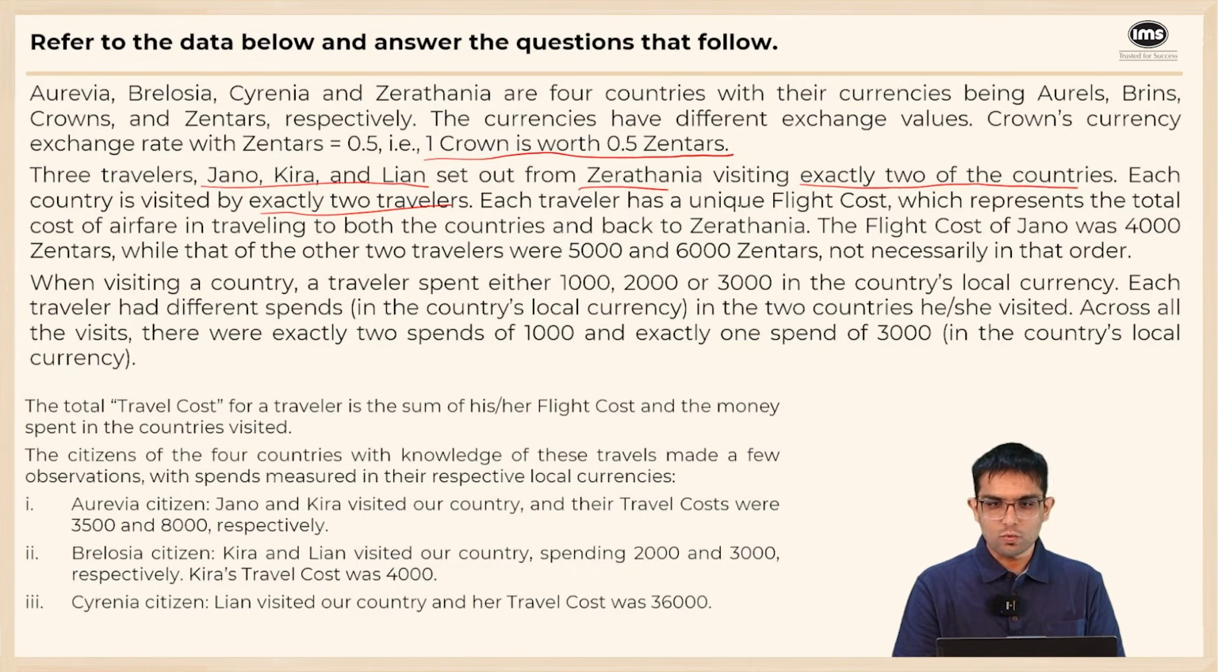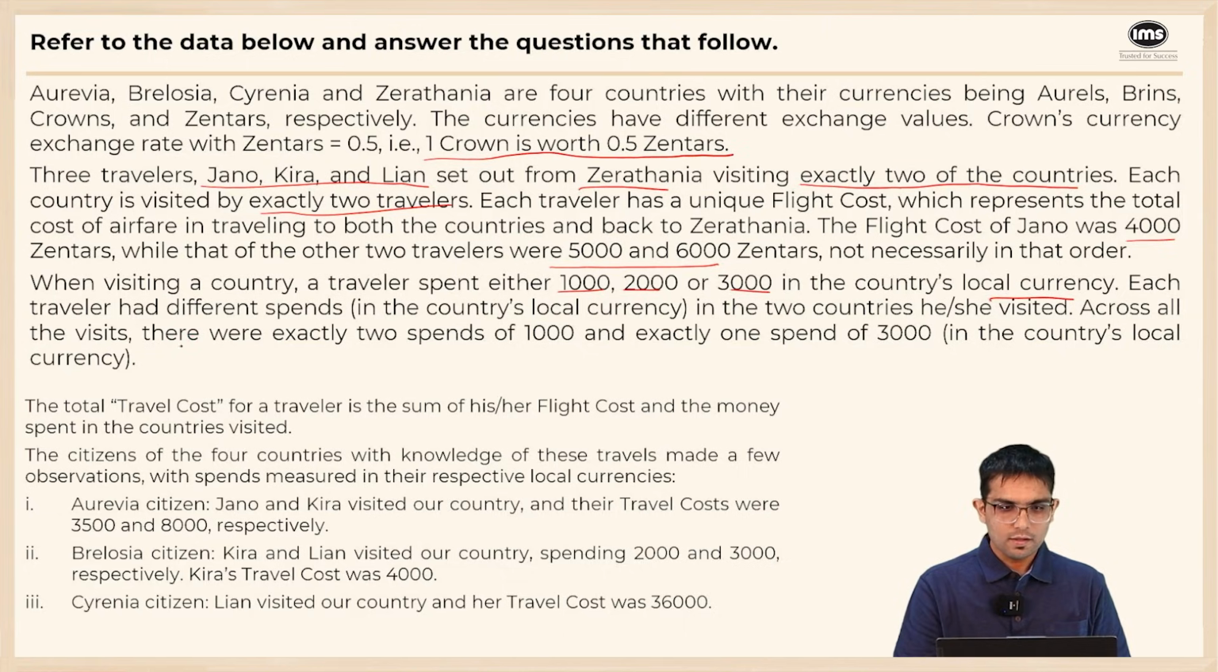Now each traveler has a unique flight cost which represents the total cost of airfare in traveling both the countries and coming back to Z. The flight cost of J was 4,000 while that of the other two were 5,000 and 6,000, not necessarily in that order. When visiting a country, a traveler spent either 1,000, 2,000 or 3,000 in the local currency. And each traveler had different spends in the local currency in the two countries he or she has traveled.